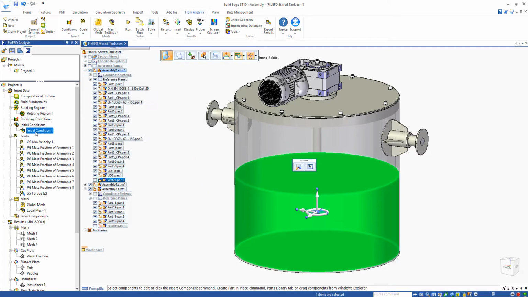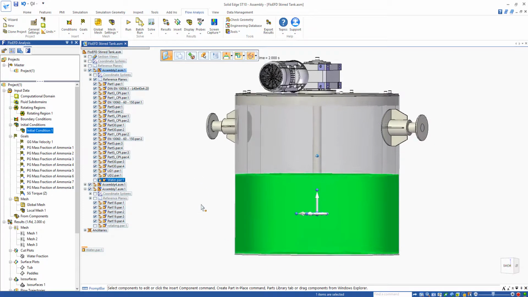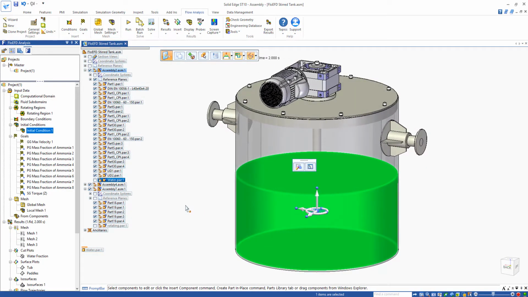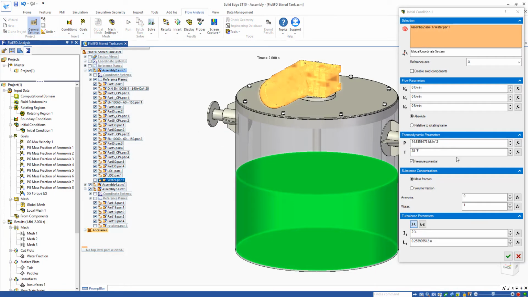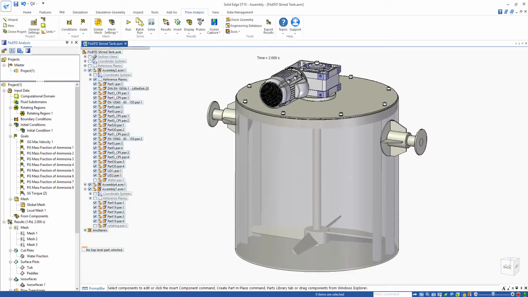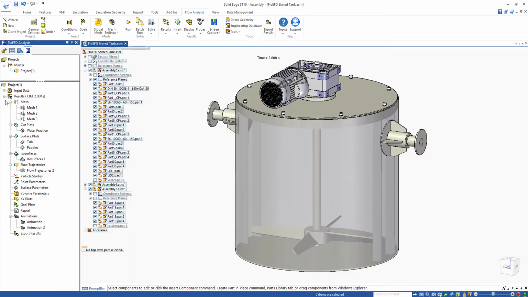The initial condition, you can see that there is a fluid level here. So the lower half of the tank is filled with water. If we look inside the properties here, we can see that we have water, 100% water at 38 degrees Fahrenheit, and we'd like to see what the mixture looks like at the end of that transient. So we can have a look at some of the results.